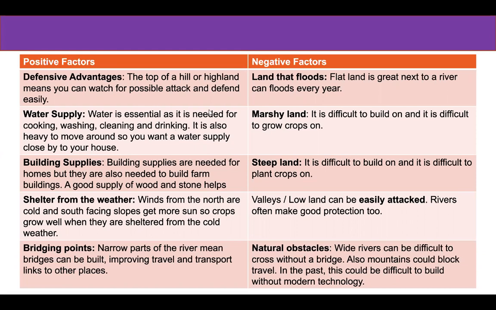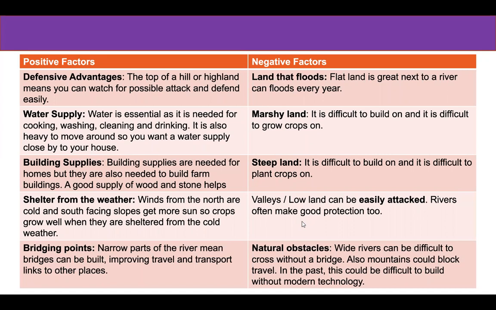The negative points. You wouldn't want to live on land that floods. If it floods every year, it's going to damage your crops, it's going to damage your houses, and it's not productive. Again, marshy land is very difficult to build on. Just like Harris Garrard, this school has been built in a marshy area, but we've had the tools today to be able to develop on land such as that. If land is too deep, it's difficult to build on, and not only that, it's difficult to plant crops.